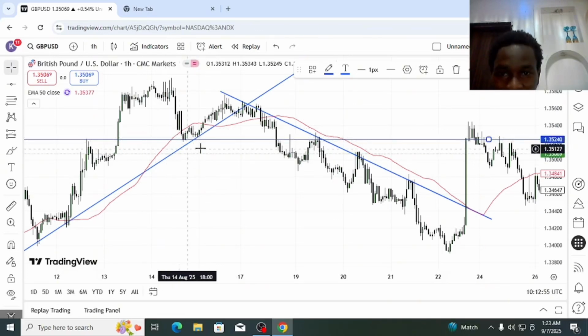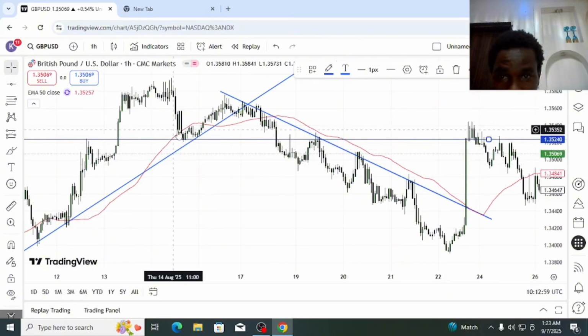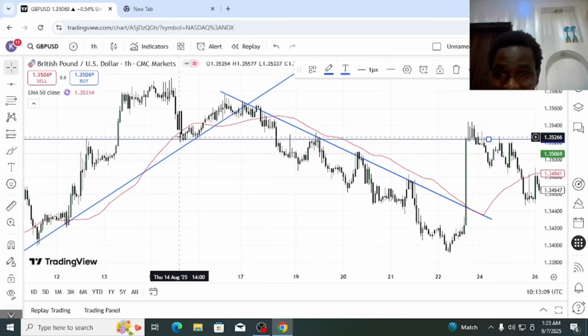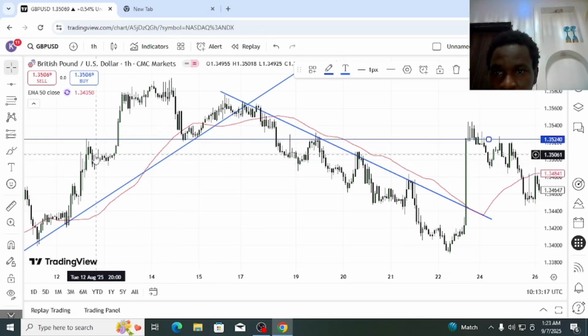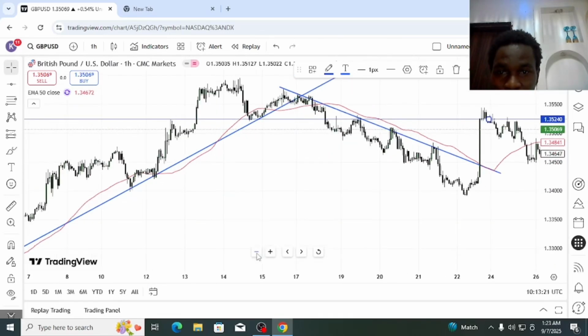So this is the resistance, sorry. While this is the support. So if you have to draw your trend line, your support line, you have to make sure that it is at the closing price. This is the closing price where buyers and sellers will meet. So that's the closing price. Okay, hope you understand that.